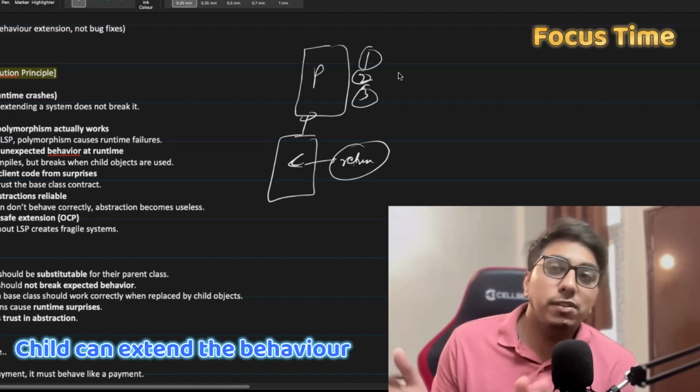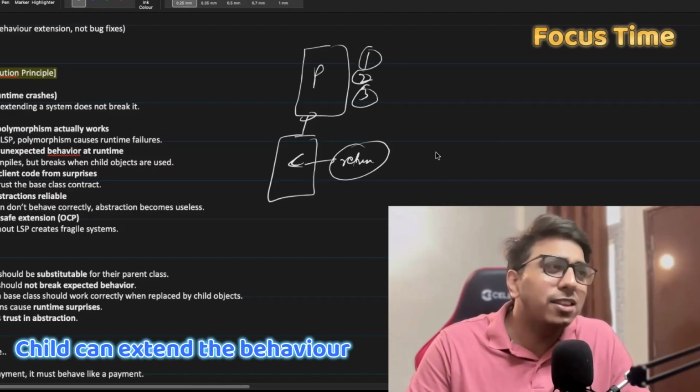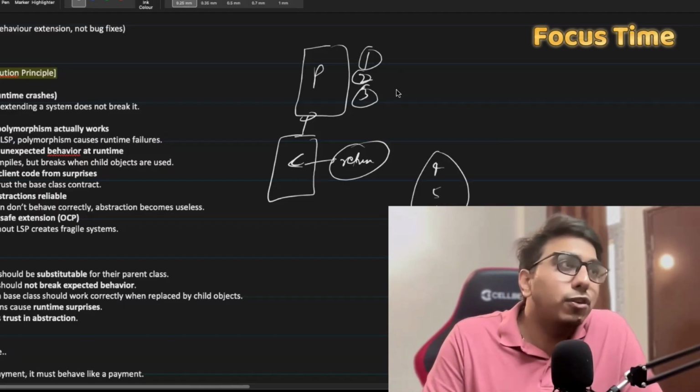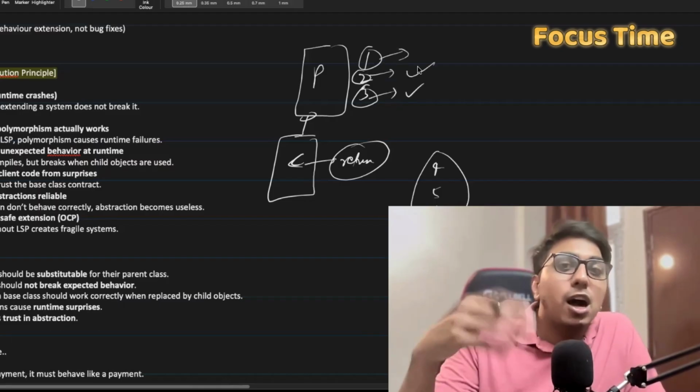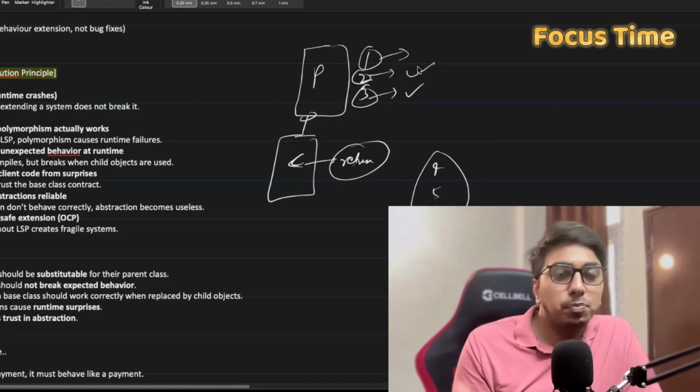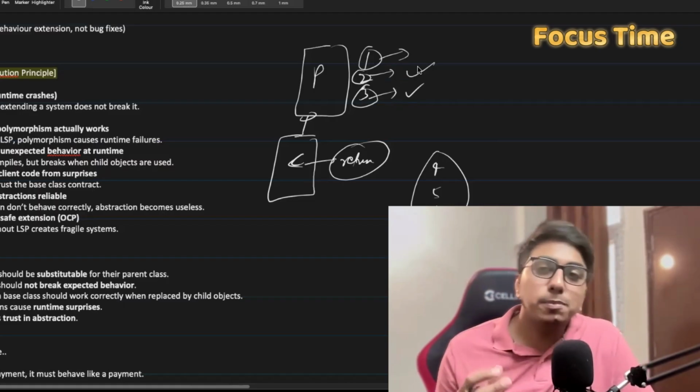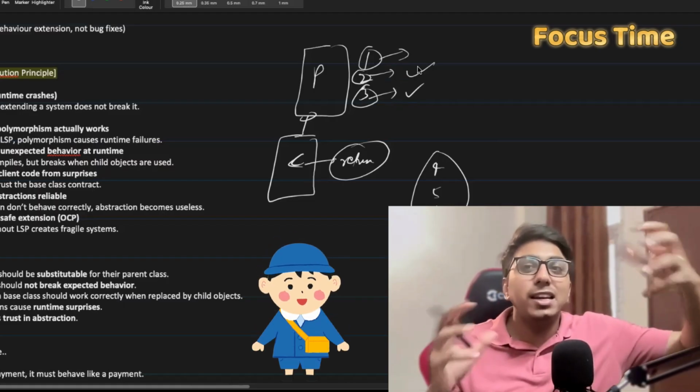The child can extend the behavior. It can have other methods like 4, 5, 6. But the child should not say that for 3 it will return an exception, for 2 it will return an exception, for 1 it will return an exception. If the child is doing something like that, that is a break of LSP. LSP basically protects the parent-child relationship.